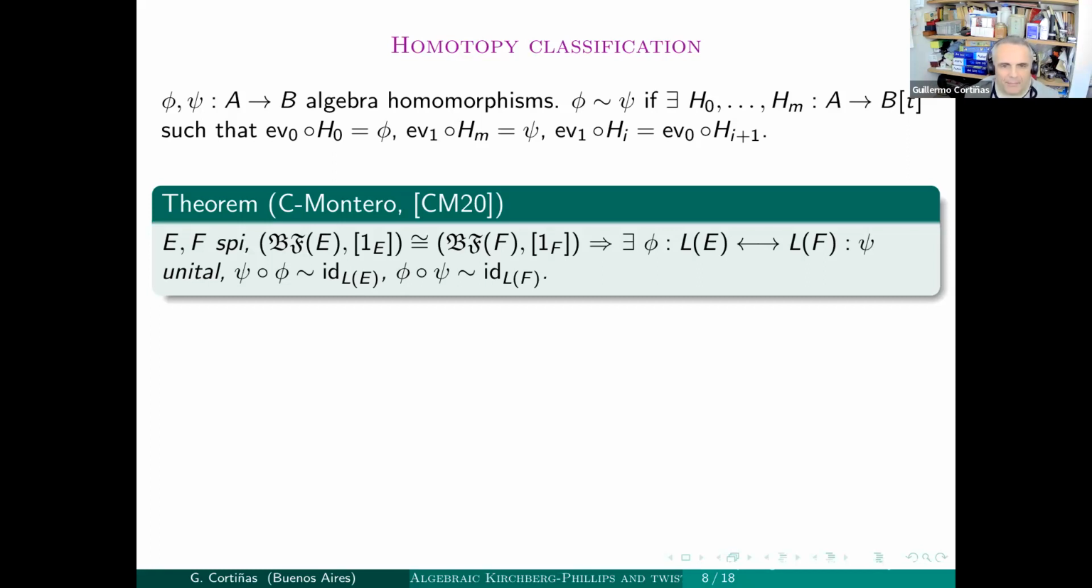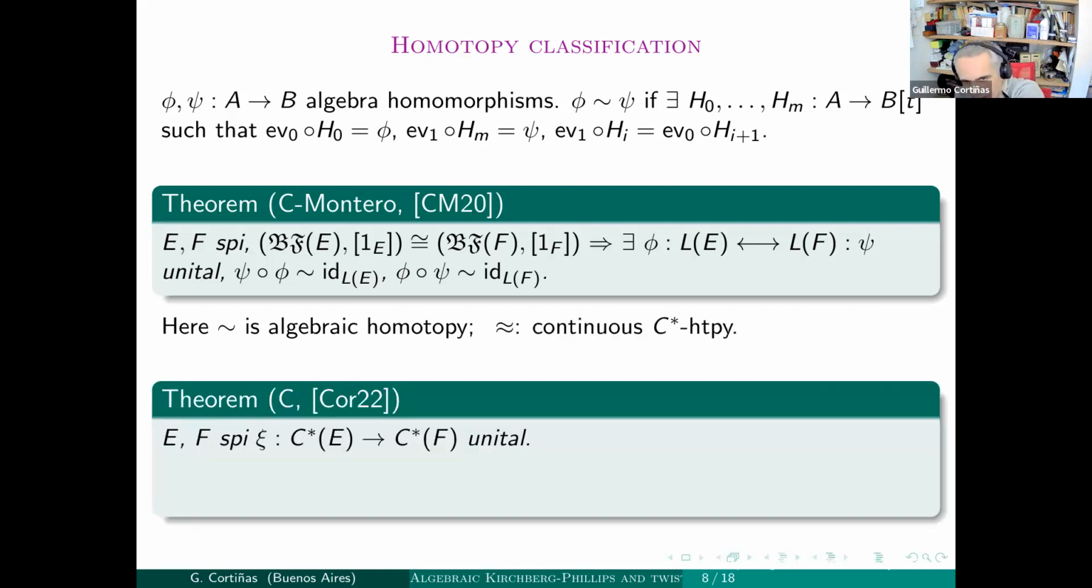Okay, right. And so the next result relates this algebraic homotopy classification result with the Kunz-Rordan theorem in the C-star algebraic setting. So it will involve homotopy in the usual sense of C-star algebras, which I will denote by this double thing. Okay, double equivalence.